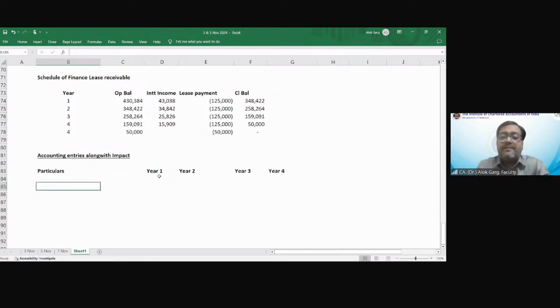What is my first entry? At the end of year 1, lease payment received. Finance lease receivable account debit, to interest income credit.